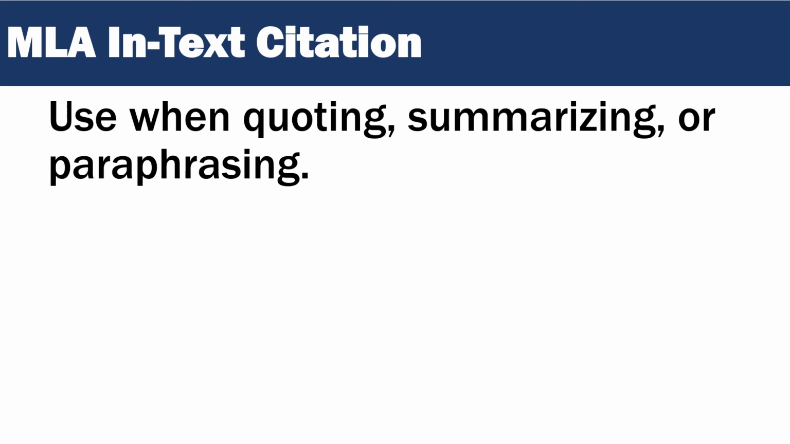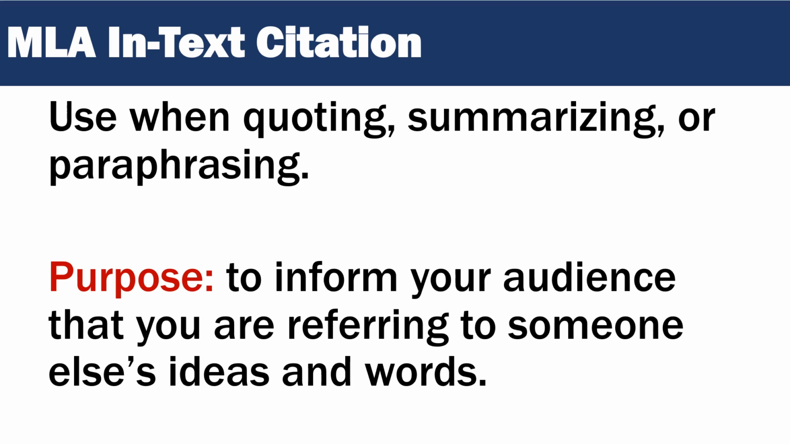You will use in-text citations, also known as parenthetical references, when quoting, summarizing, or paraphrasing. Its purpose is to inform your audience that you are referring to someone else's ideas and words. Therefore, whenever you are using someone else's ideas in your writing, you must let the reader know. We do this by adding the original author's last name and page number to the sentence that you are writing.